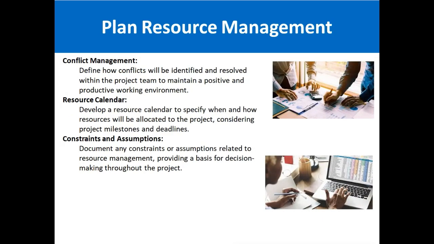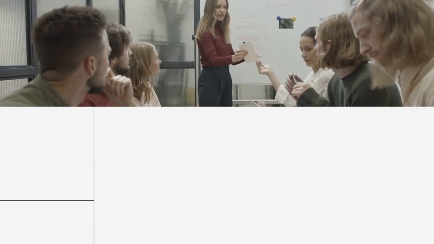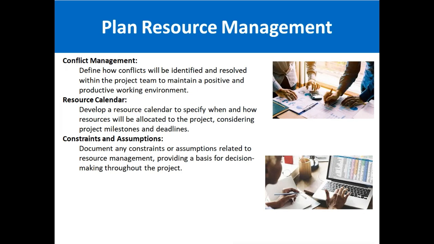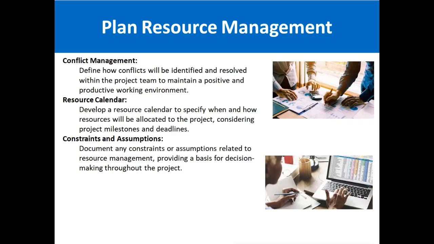Conflict management means that many times conflicts occur among the team members. So what is the plan, how will you maintain a positive and productive working environment and resolve the conflicts among the team members. Then the resource calendar is a calendar to specify when and how resources will be allocated to the project, considering project milestones and deadlines. Constraints and assumptions means there are limitations with respect to time and cost, and assumptions means things which we are considering as true. So it provides a basis for decision making throughout the project.